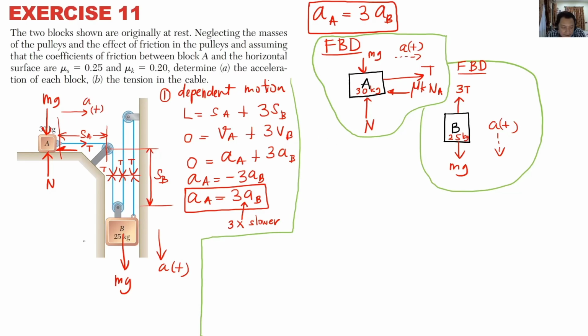Okay, so next, summation Fx. What are we doing right now? We are doing for body A, block A. Summation Fx is equal to max. Which body are we doing? We are doing for MA. AX pun adalah yang A punya lah. Alright.